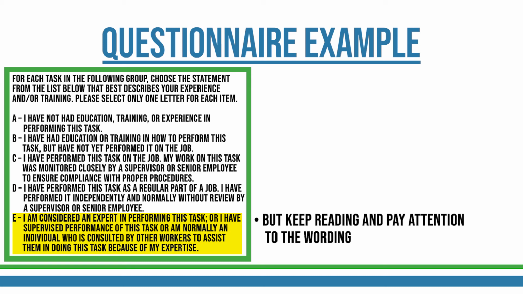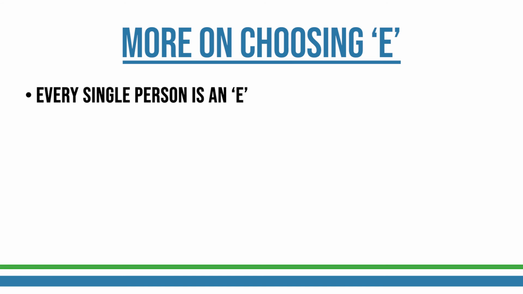Now, everybody is consulted by other workers for help getting the job done. So I would actually argue that every single person is an E. If you are struggling between whether or not you should mark D or E, if you want to be in the game, you need to mark E. If you're an A, B, or C, don't bother applying. You're not qualified. But if you are struggling between am I a D or an E, you need to mark yourself as an E.